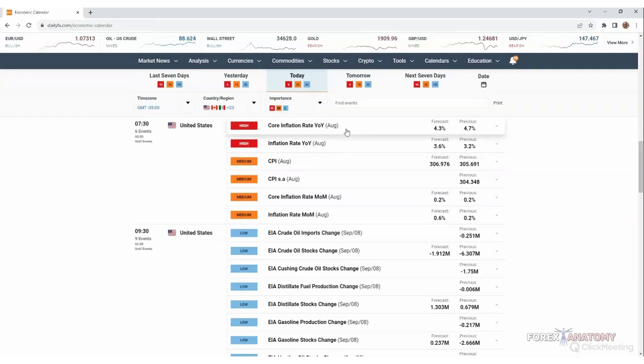However, on the core side, which takes out food and energy, it prices out the volatile impact of food and energy. You can see that on a year-over-year basis, it's expected to slow down or soften from 4.7% last month to 4.3%. So traditionally, we can see the same thing even for the month to month.